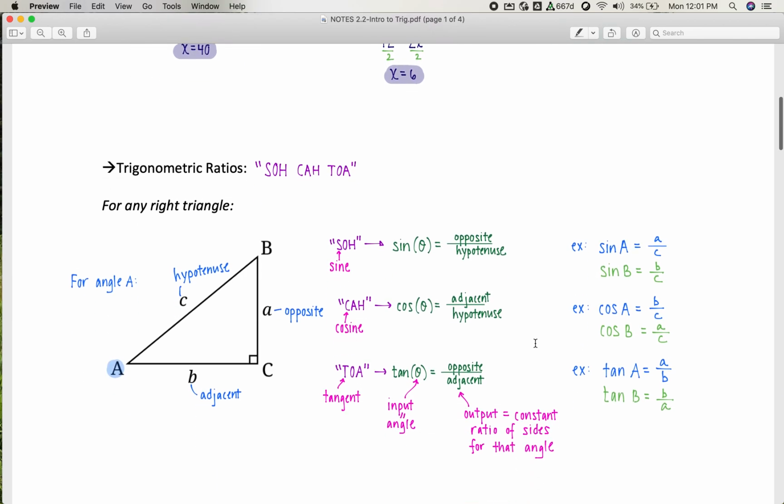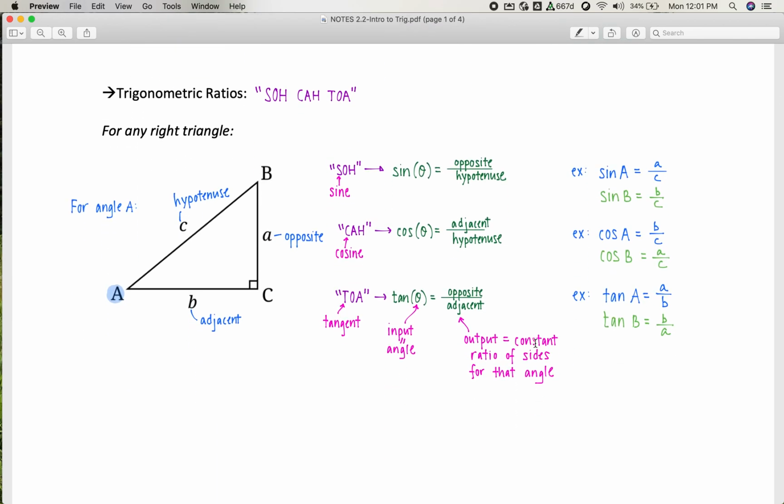Okay, let's take a look at our three main trig ratios: sine, cosine, and tangent. These are algebraic functions that have an input and an output like any other function. The difference here is that when we're dealing with sine, cosine, and tangent, the input is going to be an angle. So for example, if this angle was 50 degrees, we would do sine of 50. The input is always an angle, and the output is always this ratio of sides.